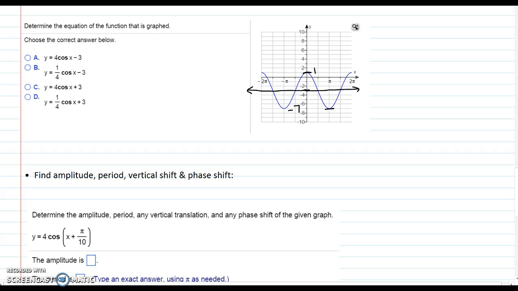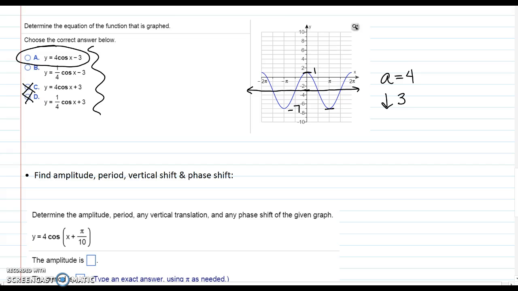You can see it goes up 4 and down 4 from that midline. That tells me the amplitude. So this curve has an amplitude of 4. It's a cosine curve. That doesn't surprise me because all the choices are cosine. And it's been shifted down. How far down? You look at where your midline is. It's been shifted down 3. So you go over to your choices and look for one that's been shifted down 3. This one's out and this one's out, and it has an amplitude of 4. So it's got to be choice A.